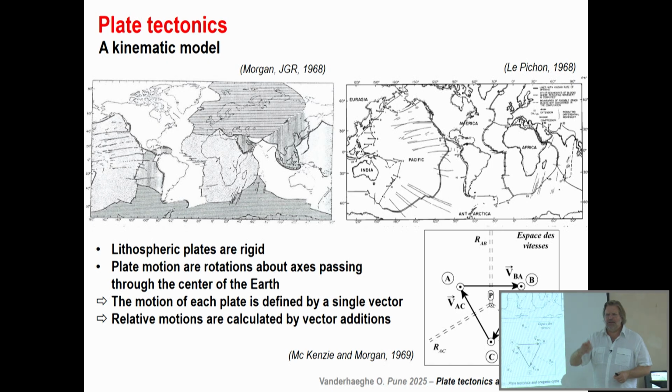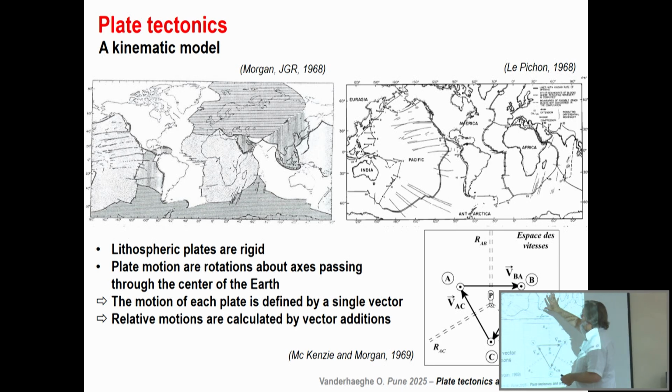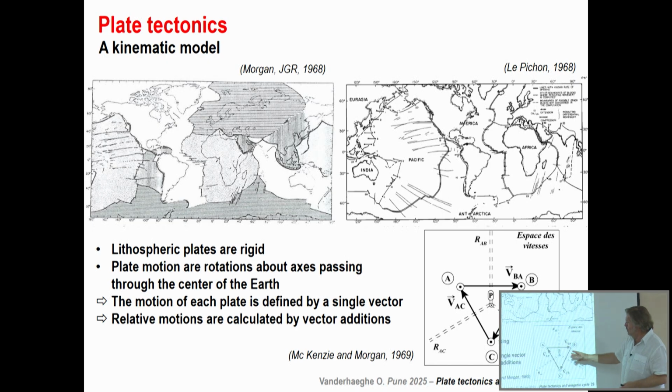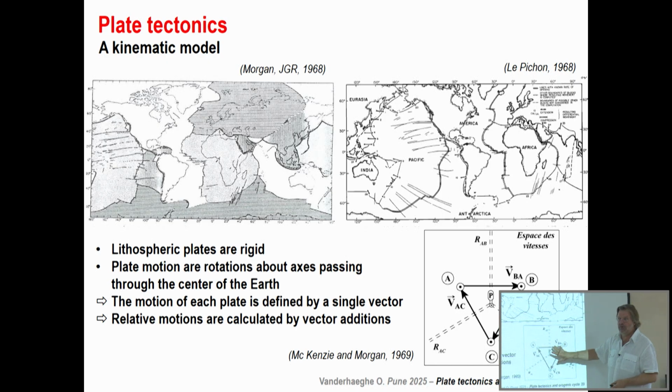I made an exercise when I started to teach tens of years ago. I took the paper of Le Pichon and I tried to reconstruct plate motion with addition of vectors using his numbers. When you use his numbers, the Atlantic is closing. He made sign errors. And it tells you how fast these things were tried to be published and how bad the reviewers did their job.